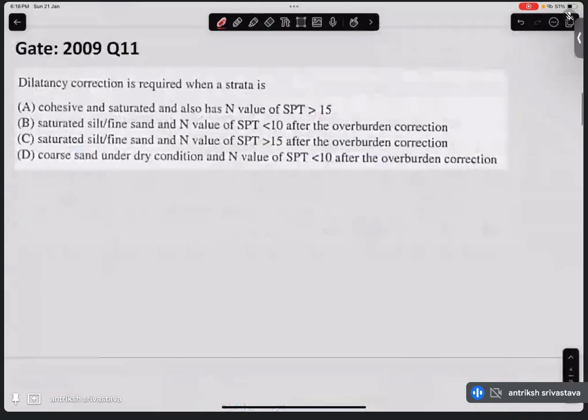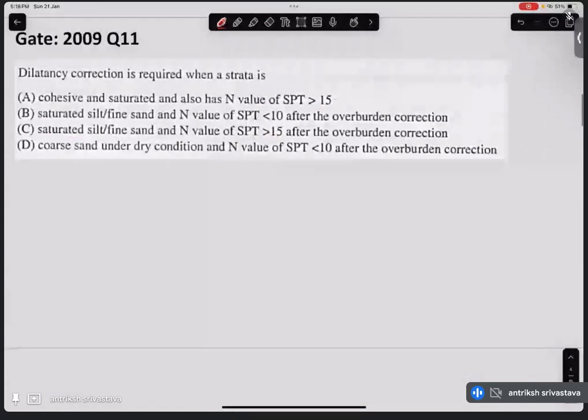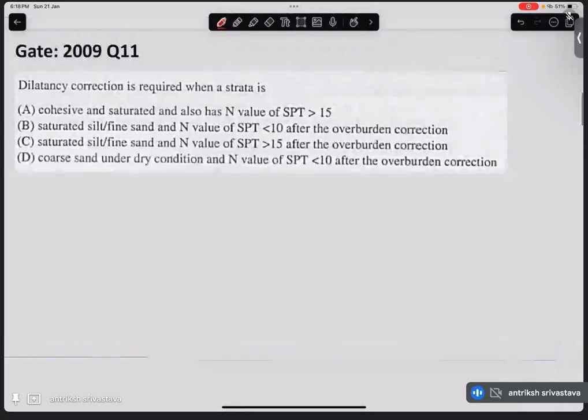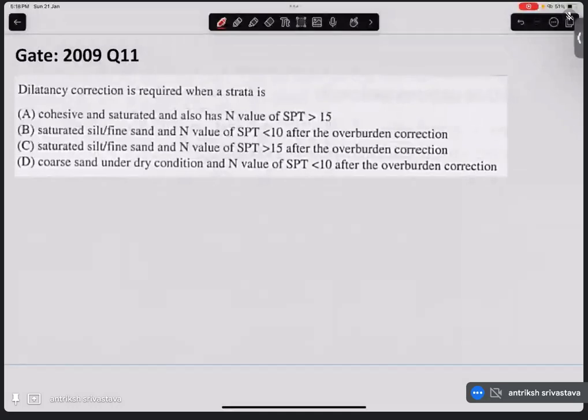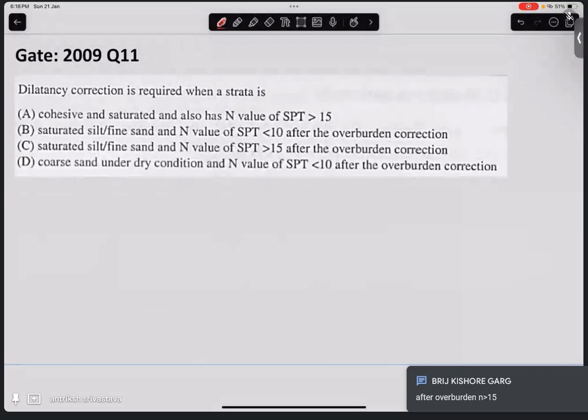This question is related to SPT, Standard Penetration Test. The question is from GATE 2019, question number 11. Dilatancy correction is required when a strata is: A, cohesive and saturated, and also has N value greater than 15; B, saturated silt fine sand, N value less than 10 after overburden correction. Saturated silt fine sand after overburden. Very good, correct answer.